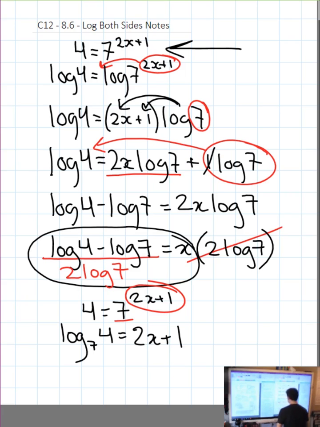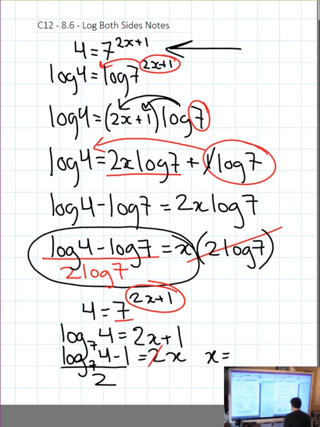Well, then I can simply just subtract 1 from both sides. And then I can simply divide both sides by 2. Therefore, x equals log base 7 of 4, minus 1, all over 2. So that looks like a much simpler solution. Why wouldn't we just change to exponential form all the time? Well, all sorts of reasons.